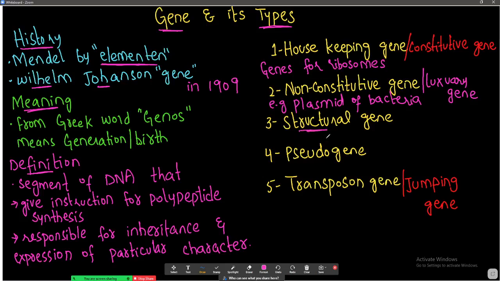Examples are operator genes, because operator genes contain the code necessary to begin the process of transcribing the DNA message of one or more structural genes into mRNA. So, in order to transcribe the DNA message of one or more structural genes into mRNA, operator genes contain the code which is necessary for transcribing the DNA. So, this is an example of structural genes.